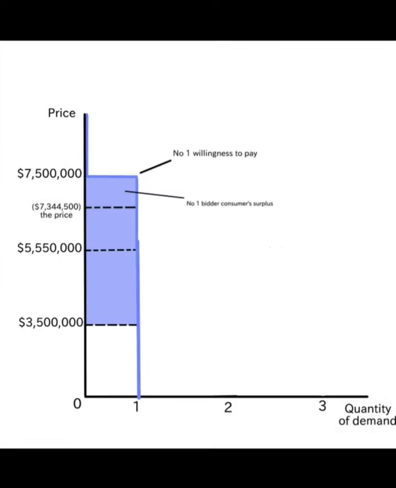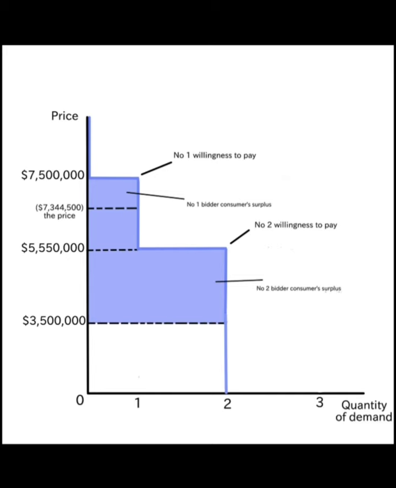But if the price is between $5 million and $7 million, the quantity demanded would be 1, because the number 1 bidder would pay that price for the painting. But if the painting was priced between $5 million and $3.5 million, the quantity demanded would increase to 2, because the number 1 and number 2 bidders would pay that price because it is below their willingness to pay.